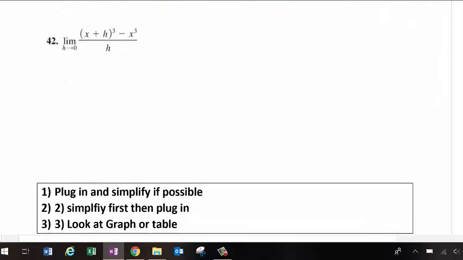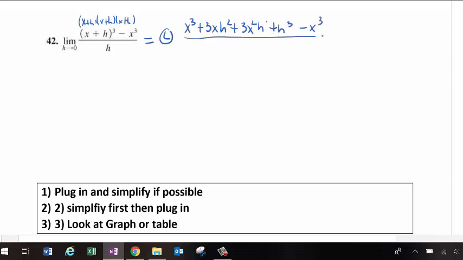The last one from this grouping is a problem where if I plug it in the way it is, I'm going to have to deal with the 0 in the denominator here. So first thing I'm going to do is FOIL this piece out. This, remember, means x plus h, x plus h, x plus h. I'm going to leave that portion for you to actually FOIL that whole piece out. When you do FOIL that whole piece out, you will get x cubed plus 3xh squared plus 3x squared h plus h cubed minus x cubed all over h. This is from that minus x.